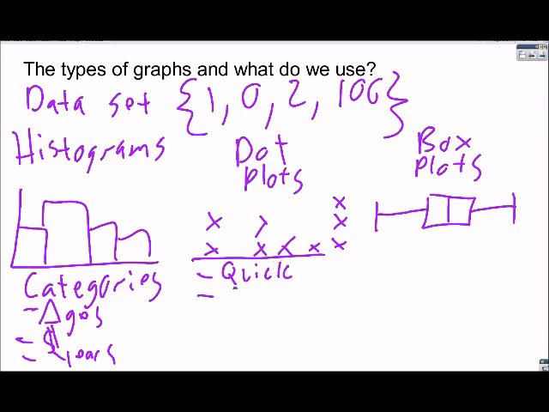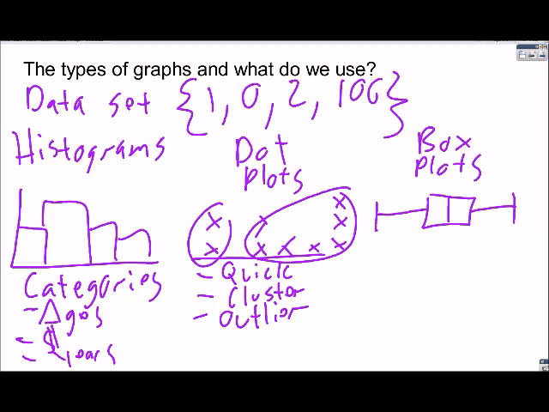They're good to find what's called clusters. And a cluster is just a giant group of data that's all together. So if there's a gap, that's not part of the cluster. They're really good for finding outliers, and we'll talk a little bit about what an outlier is.